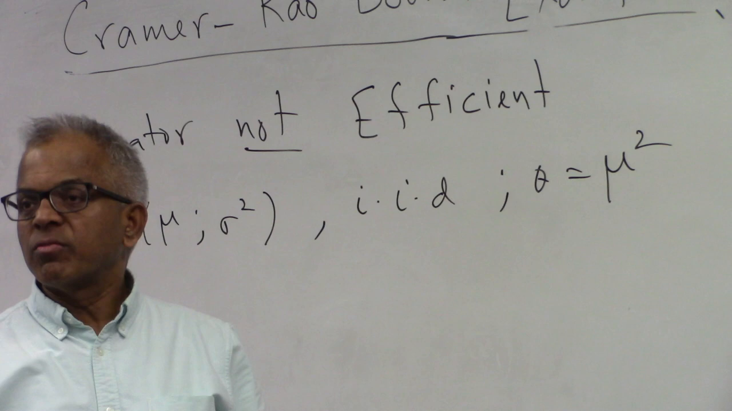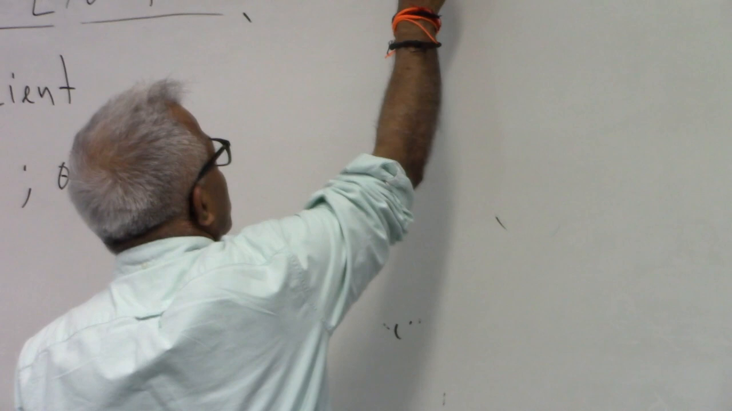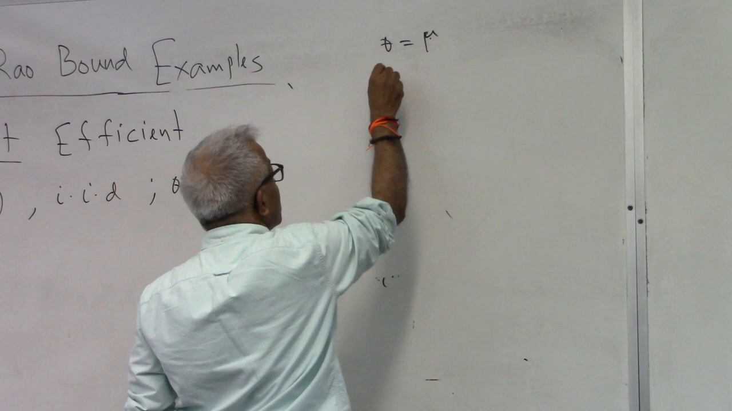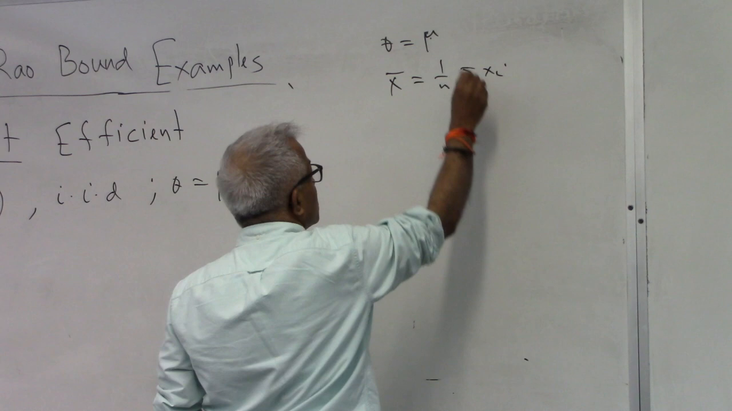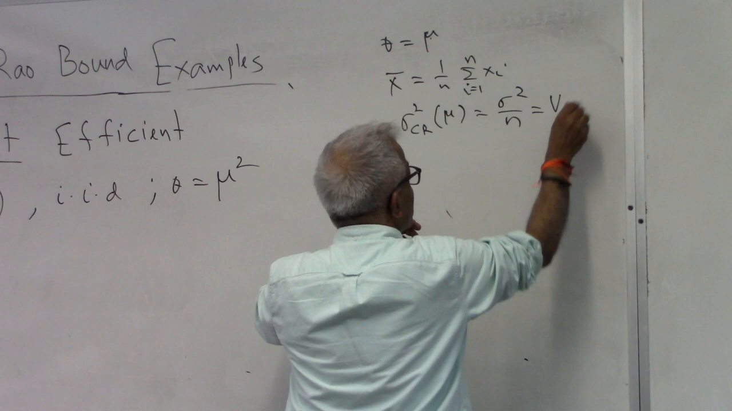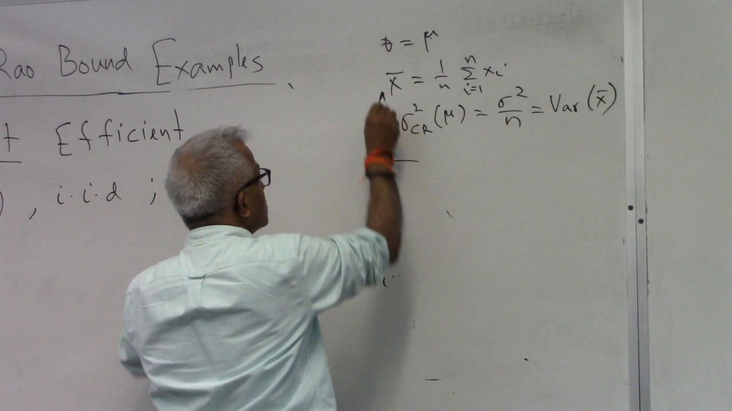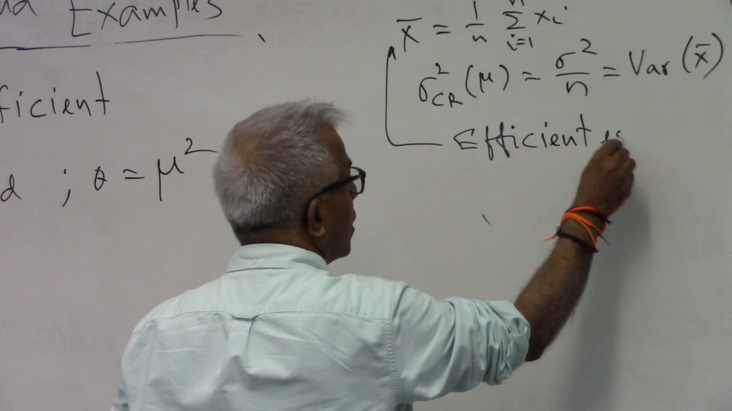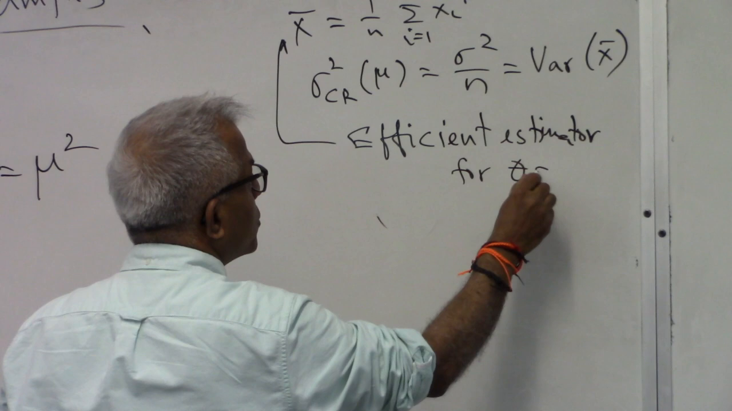Of course, remember we already did mu. If you say that your parameter of interest is mu, then we know that x bar, which is the sample mean, is an efficient estimator, right? Because the Cramer Rao bound for mu was sigma squared over n. We did this, and this was also the variance of x bar. We went through all this. So this is an efficient estimator for the parameter mu.